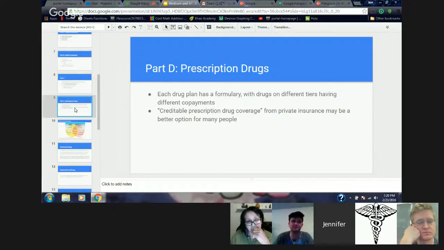Then Part D is just prescription drugs. Depending on what plan you have with Part D, you have a formulary, which is basically a list of drugs that are accepted in your plan, and each drug has a different tier. Higher tier drugs are going to have a higher copayment. Depending on what insurance you already have, it could be called credible prescription drug coverage, meaning your insurance may give you better drug coverage than Medicare would. That's one of the important reasons to be educated about it, to make sure that you're getting the best coverage possible based on your circumstances.